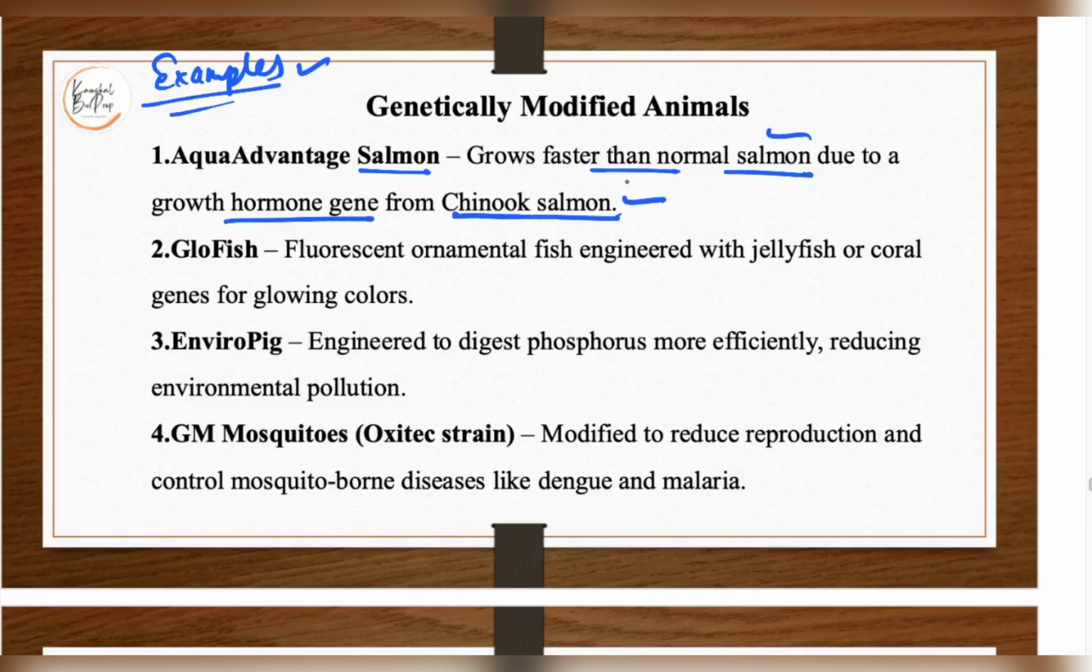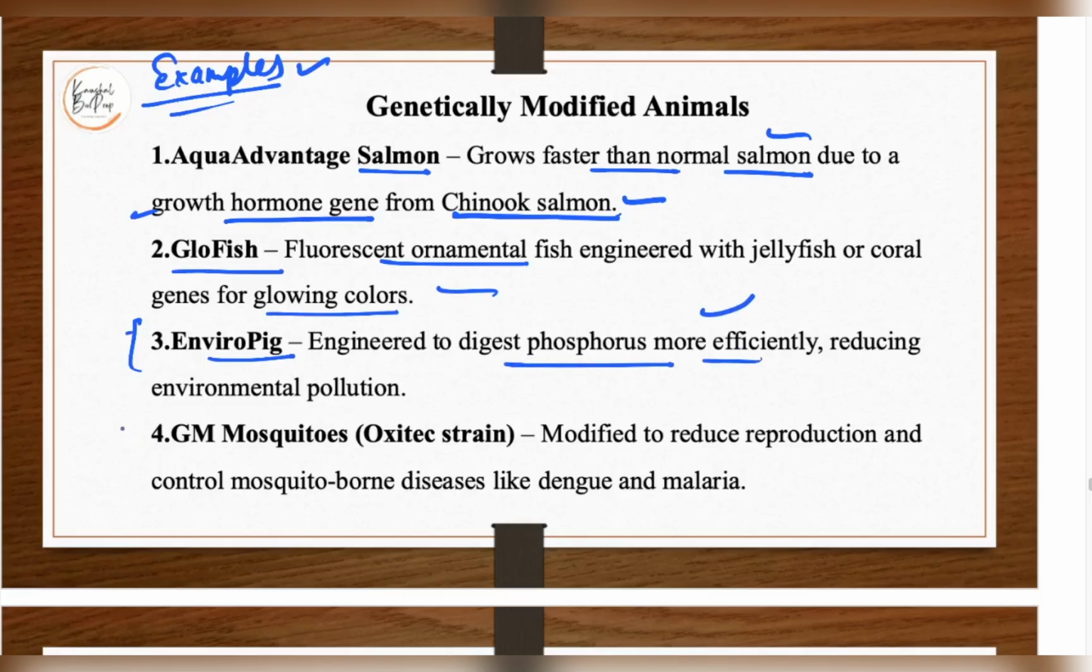So this is a comparison, but you just memorize that a certain kind of salmon is produced, called the AquAdvantage salmon, which grows faster than the normal one just because it has a growth hormone gene inserted into it. So it is a transgenic animal. Then there is the GloFish, a fluorescent ornamental fish engineered with jellyfish or coral genes for glowing colors. Then there is the Enviropig, which is engineered to digest phosphorus more efficiently than the normal one, so it will reduce environmental pollution.